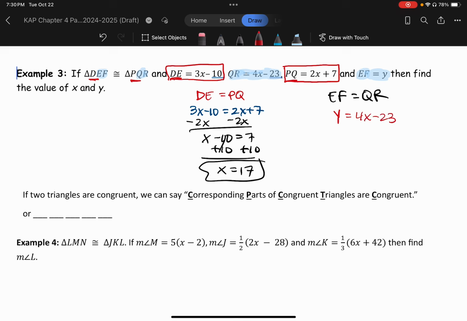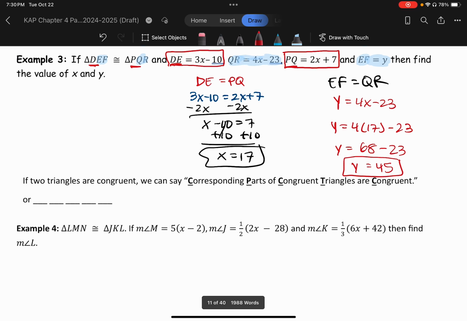So there's the setup. And we already found out what x was, so 4 times x, which is 17, minus 23. 4 times 17 is 68, and if I subtract 23, we see that y is equal to 45. All right, okay. So again, these congruent triangles, it's really just a matching game. Hopefully this is making sense.